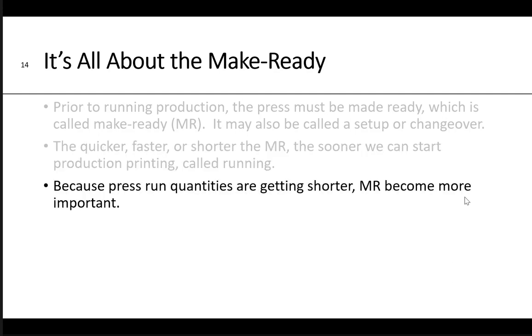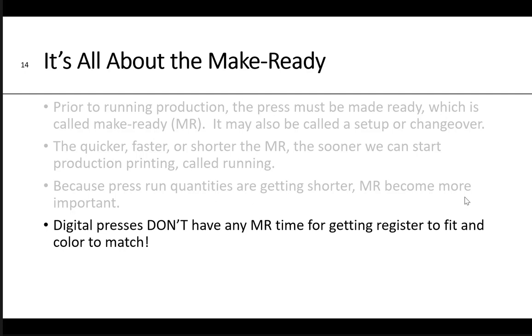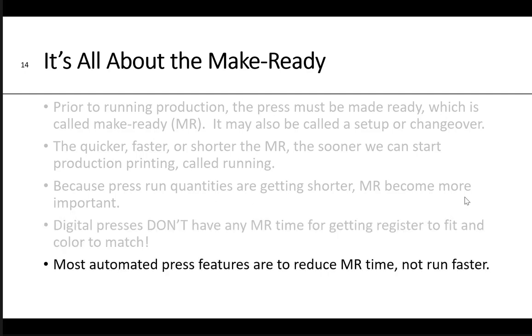Because press run quantities are getting shorter, make ready becomes more important because it becomes a larger percentage of your time. Digital presses don't have any make-ready time for getting the register to fit and getting the color match. So for offset lithography to compete with digital, we have to do everything possible to reduce our make-ready times and make them as short and as quick and as fast as possible. So most of the automated features on printing presses today are to reduce make-ready time, not to run faster, because we're already running pretty fast.